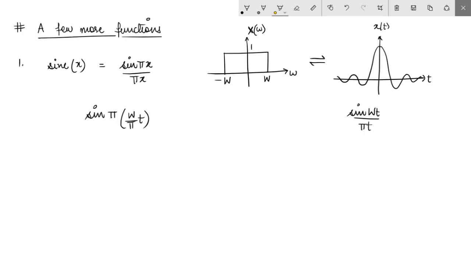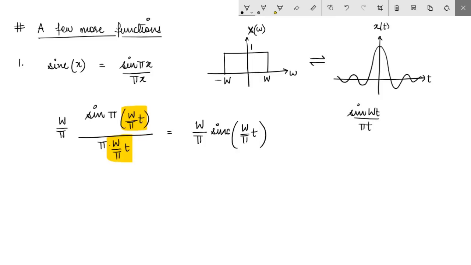Now this tells me that I can write my sinc in the form of sinc of w by pi t, but I need to make the denominator also pi w by pi t. In the denominator I already have pi t. That means all I need is w by pi. So I multiply and divide by w by pi. That means this function can now be written as w by pi sinc of w by pi t.